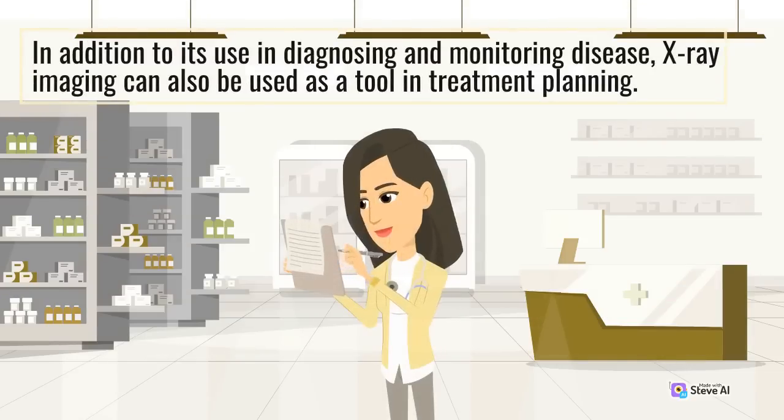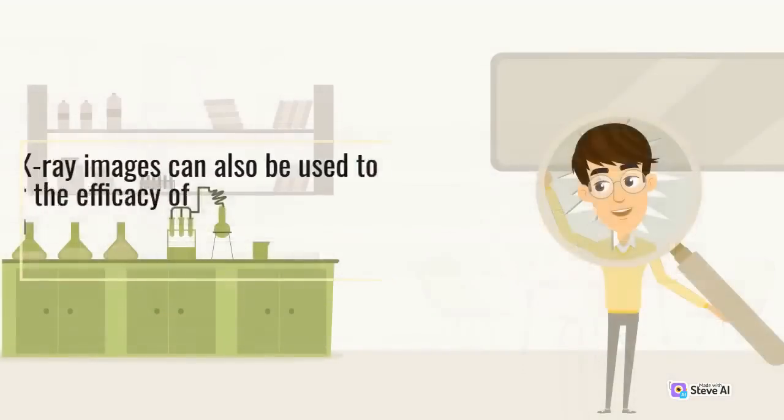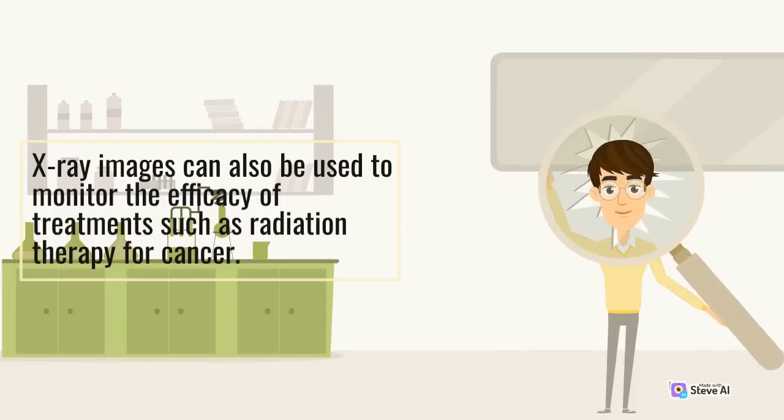In addition to its use in diagnosing and monitoring disease, X-ray imaging can also be used as a tool in treatment planning. For example, X-ray images can be used to guide the placement of surgical instruments during procedures such as joint replacement surgery or spinal fusion. X-ray images can also be used to monitor the efficacy of treatments such as radiation therapy for cancer.